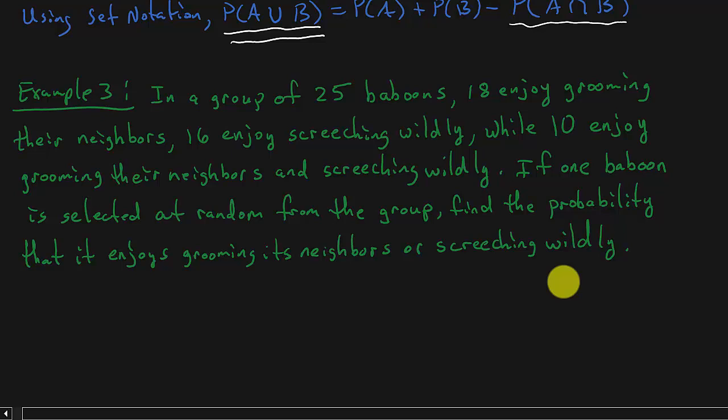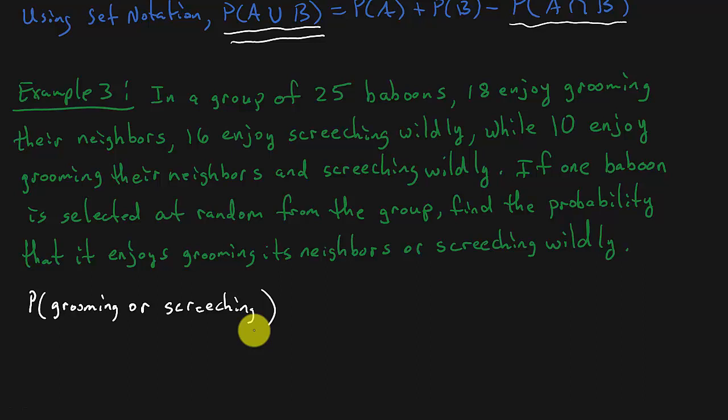So let's write down what we're looking for, the probability of grooming or, and I'm just going to write wildly. That's for the screeching wildly. Okay, let's write it screeching. So what's the probability if we select one baboon at random that they enjoy grooming or screeching?